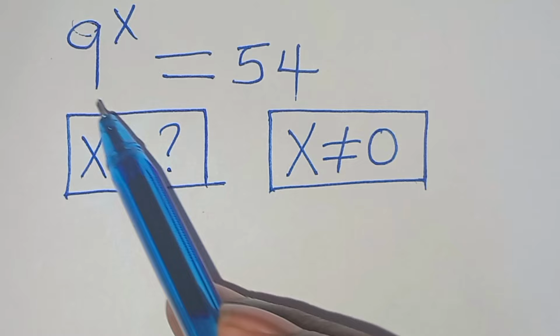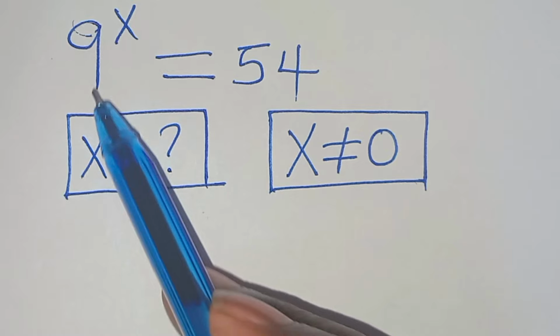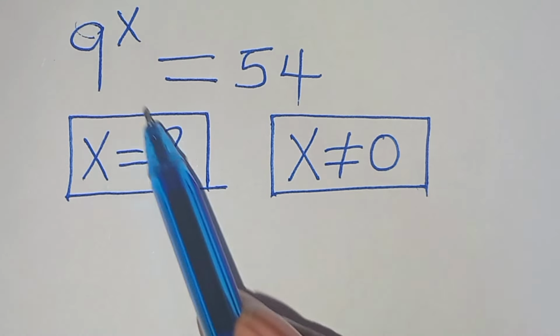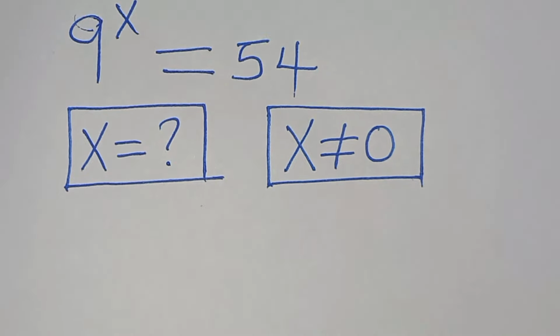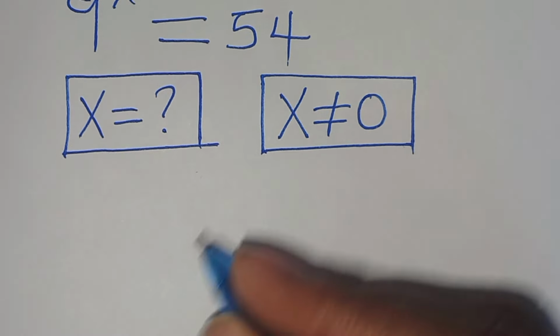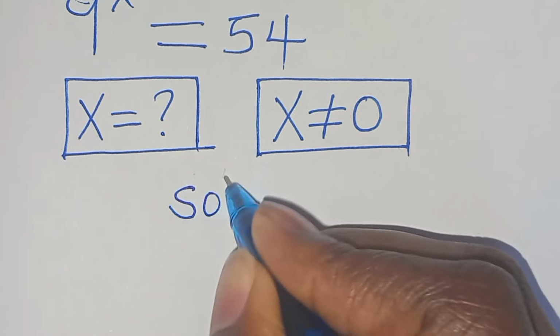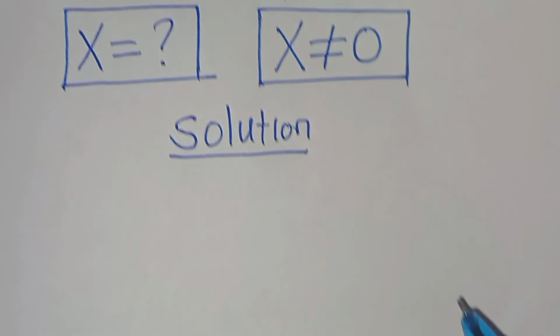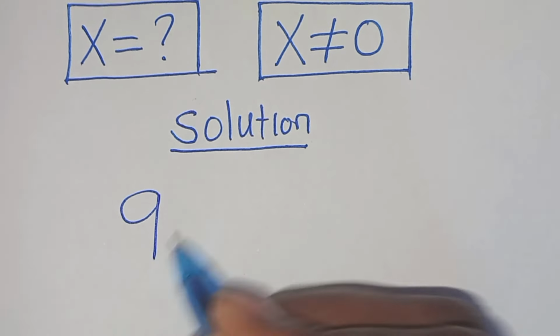Hello everyone, you're welcome to solve this nice exponential equation here, which is 9 to the power of x equal to 54. So what is the value of x, given that x is not equal to 0? So let's begin the solution from here. Now we have 9 to the power of x equal to 54.